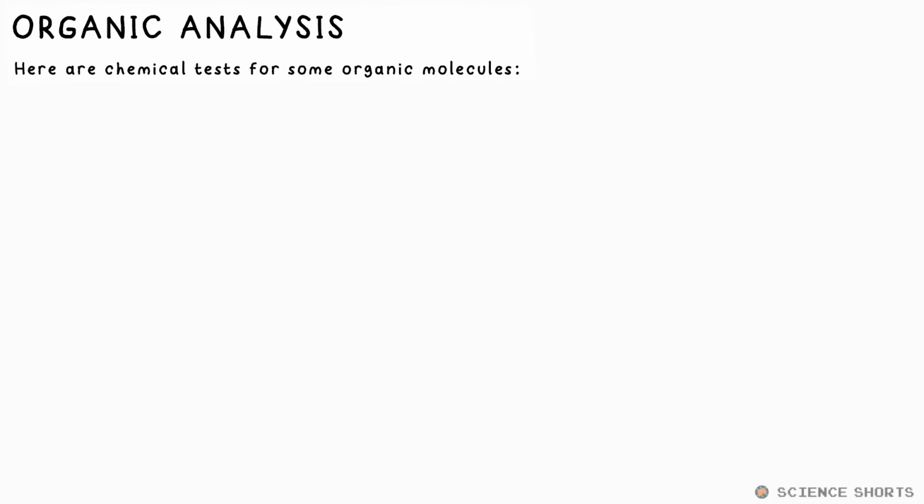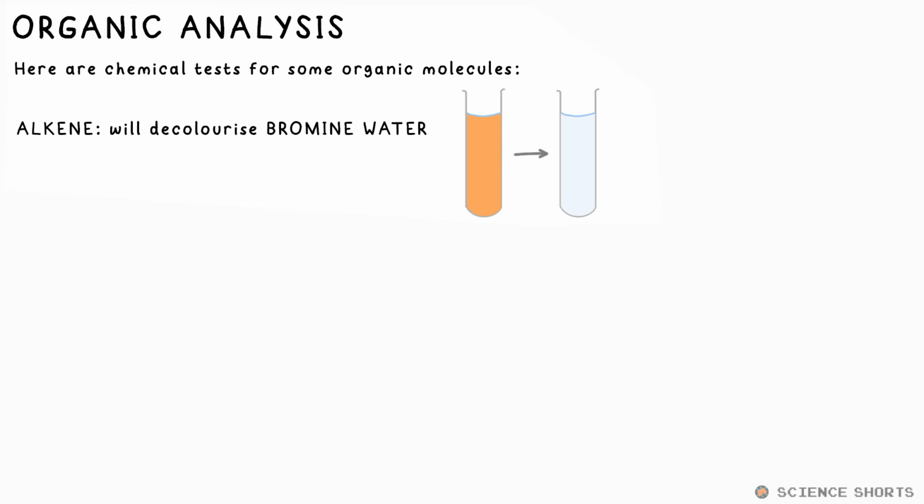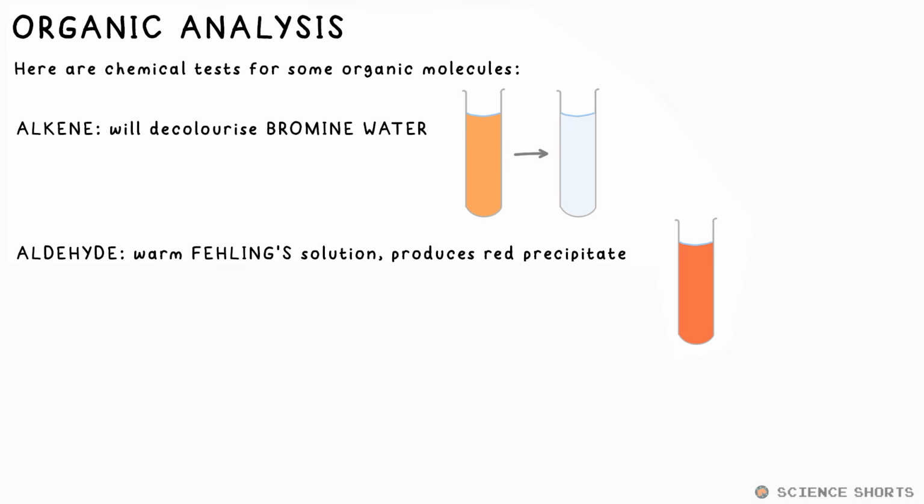Determining exactly what organic compound we have is important and complex as there are so many possibilities. You already know about the bromine water test for alkenes. To test for an aldehyde, we use Fehling's solution, which when warmed produces a brick red precipitate in the presence of an aldehyde. No such change occurs with ketones.